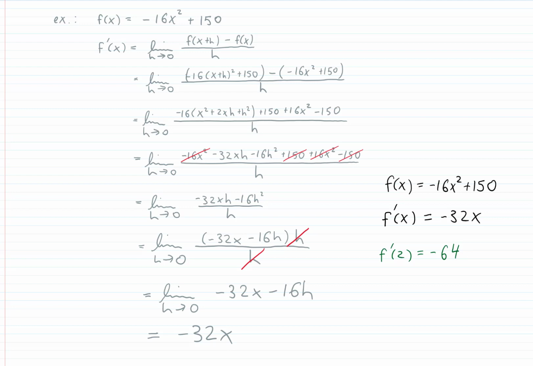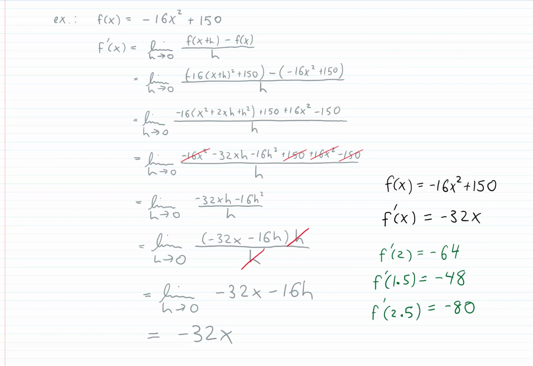If somebody now asked you for the derivative at 1.5, you don't have to redo all of the work. All you have to do is plug 1.5 into the derivative function. And what would you end up with? You would end up with negative 48. And so if somebody asked you for the derivative at 2.5, you just plug 2.5 into the derivative function, and you would end up with negative 80. See, I could do this all day long.